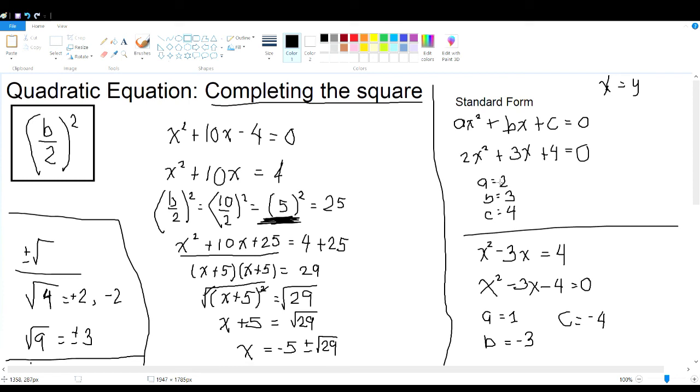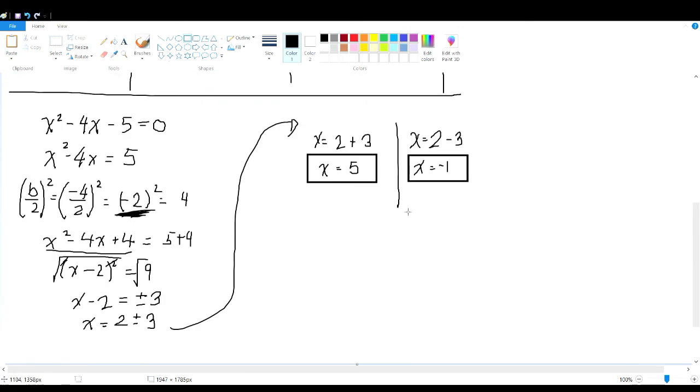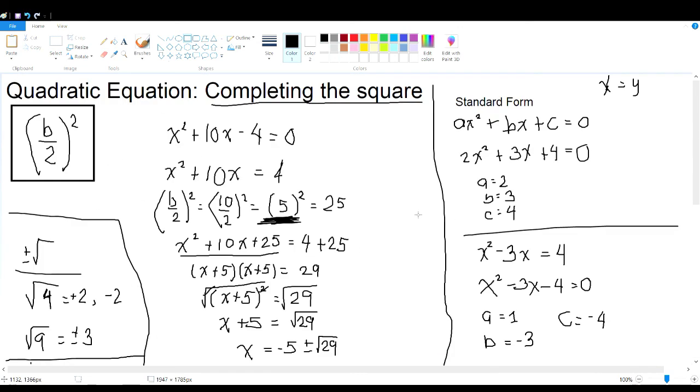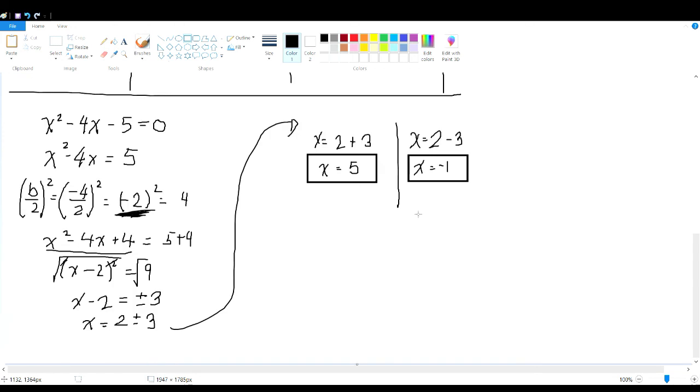Again, kung hindi pwede ng factoring or nahihirapan kayong mag-factor, kasi kahit pwede siya i-factor, pwede mo rin siyang i-completing the square. So, kung nahihirapan kayong mag-factor, pwede mo gamitin itong completing the square. So, that's it for your completing the square.